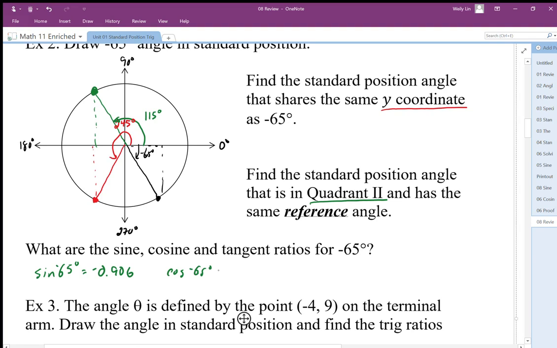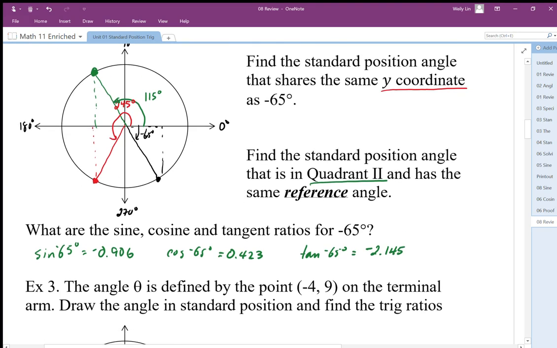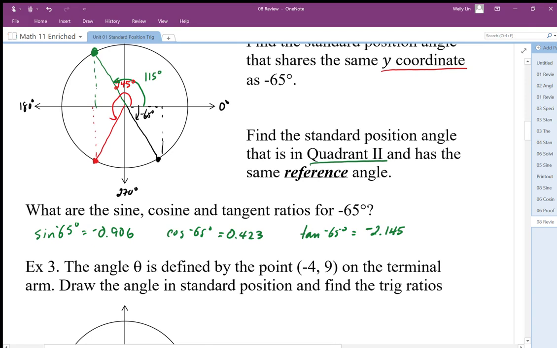is going to give me, it's in quadrant 4, so it's positive 0.4226. So I'm going to round that to 23. And the tangent of negative 65 degrees, it's got negative slope. So when I do negative 65 tan, I get a slope of negative 2.1445. So I'm going to round that to 45. Okay, so these are, if I want to go from an angle description of that shape to a ratio description of that shape, I need to use my calculator.